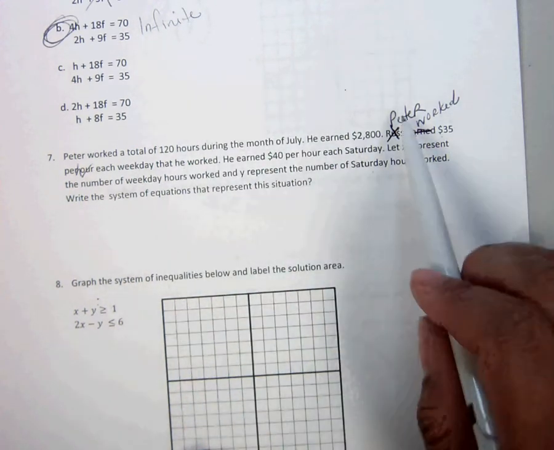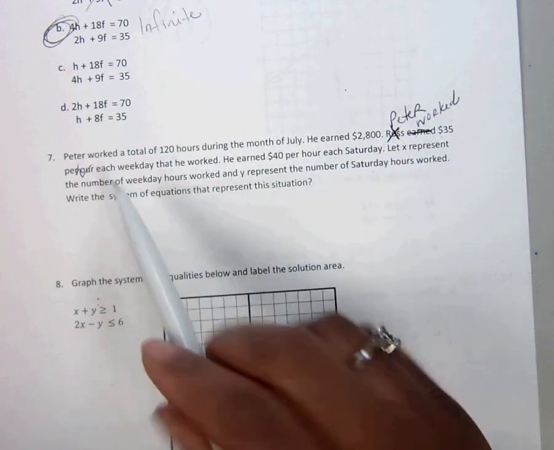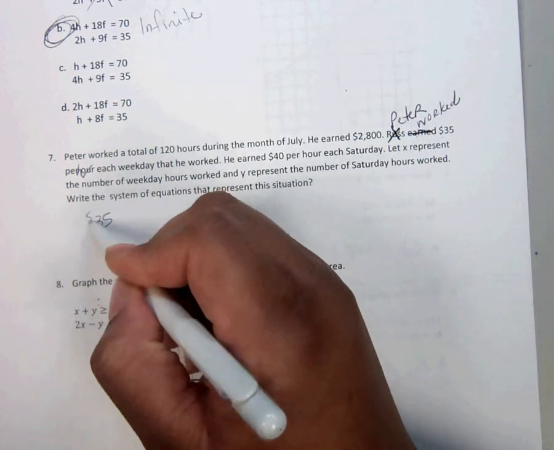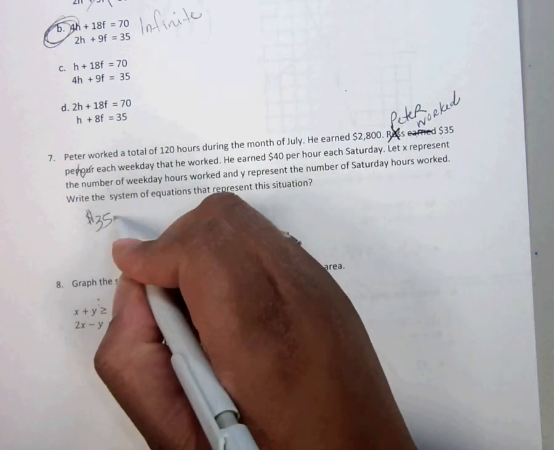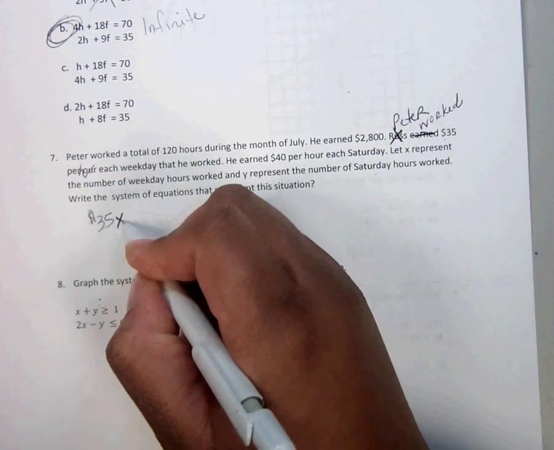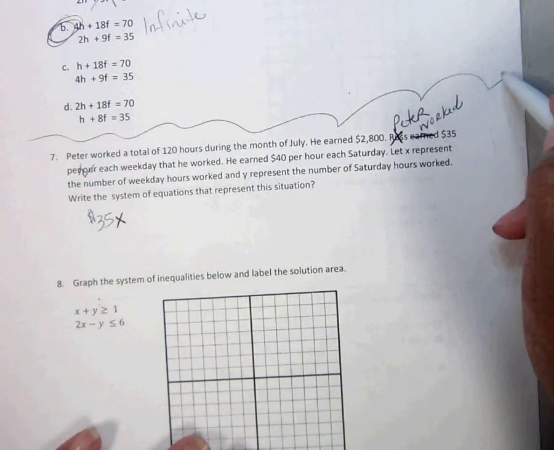So Peter worked 35. He earned $35 per hour. So that's $35 for the weekday. So we're going to use X for that. I'm going to start over. I'm going to have to stop this video right here because that didn't make sense.